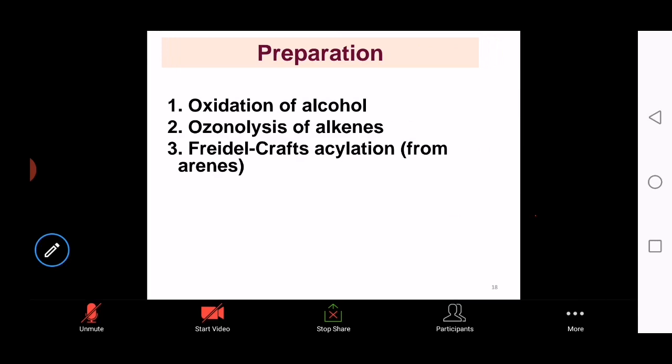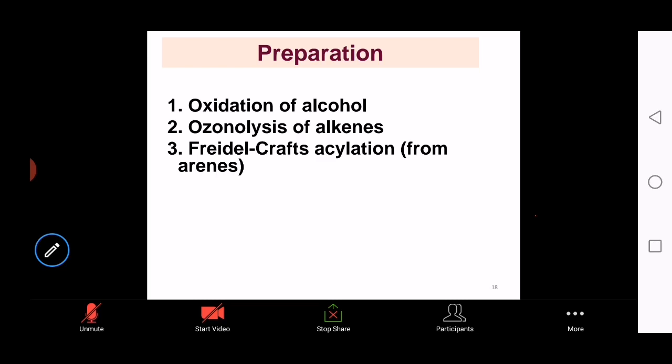Preparation of aldehyde and ketone. How do we prepare aldehydes and ketones? We have 3 ways, or 3 reactions. The first one is oxidation of alcohol. This first one we already met in the last chapter. When our alcohol undergoes oxidation, it will produce aldehyde or ketone, depending on the type of oxidizing agent.